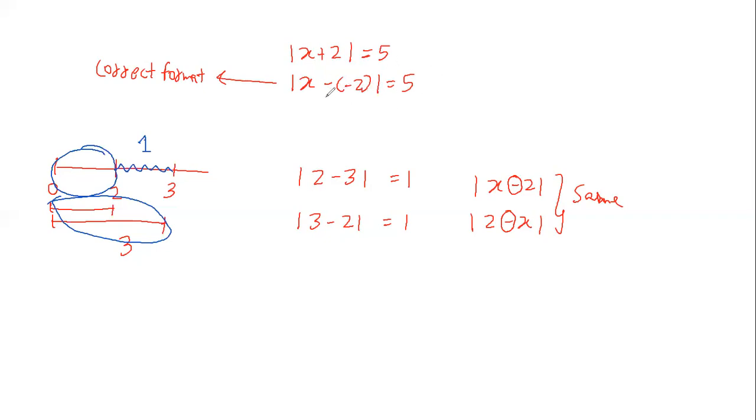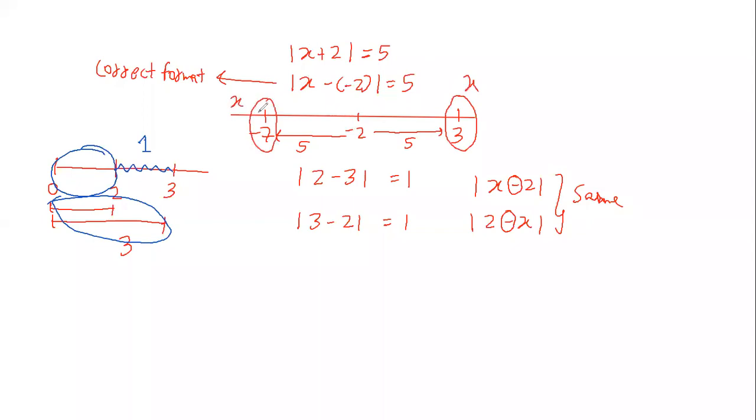Now I think everyone can actually read this in the context of distance. So how will I read it? Distance of x from minus 2 is 5. If I try to draw this on the number line, the distance of x from minus 2 is 5. So if I go 5 points ahead of minus 2, I will reach 3. And if I go 5 points behind minus 2, I'll reach minus 7. So in this case, the two possible values of x are 3 or minus 7.